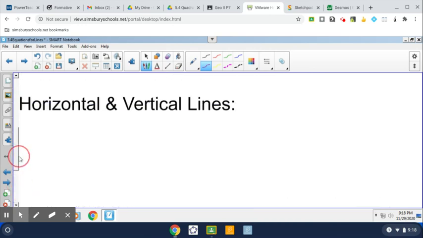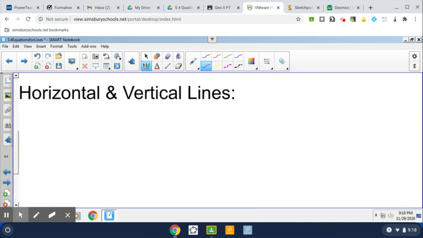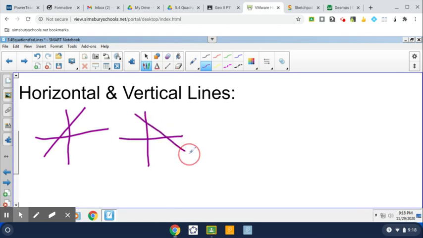Okay, so next thing, horizontal and vertical lines. There are 4 cases in mathematics. Slope is positive, line goes up. Slope is negative, line goes down. But sometimes the line could be horizontal.